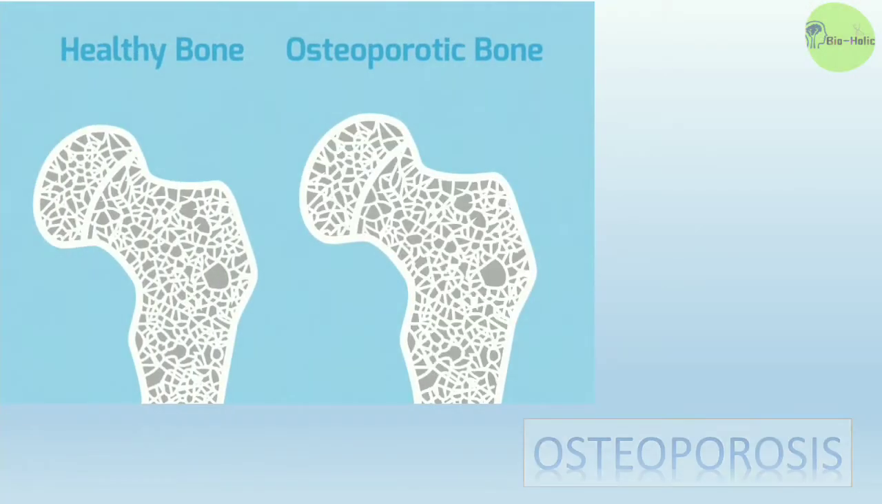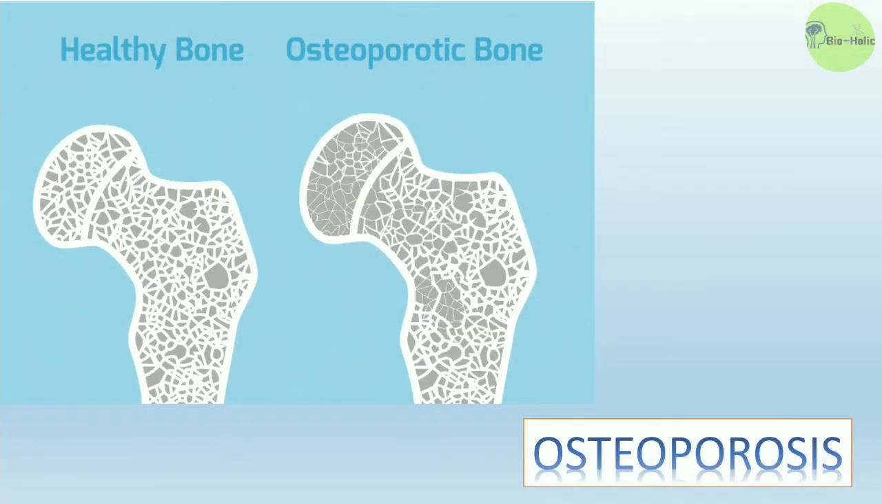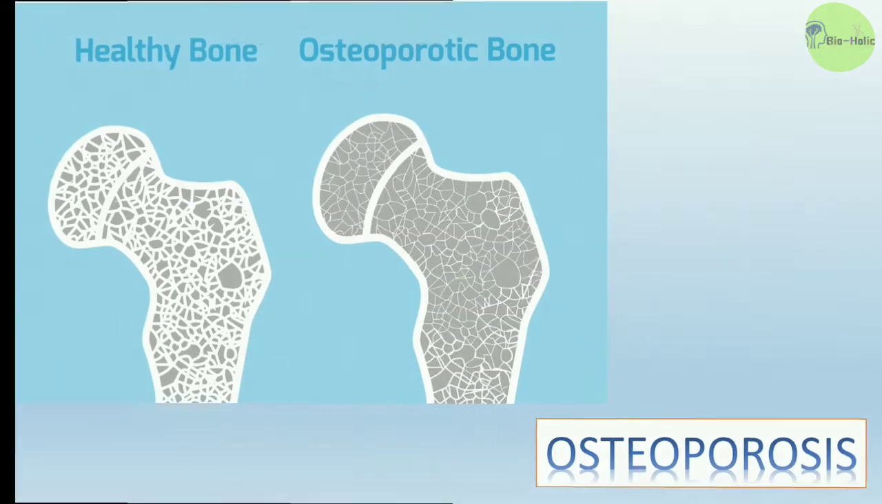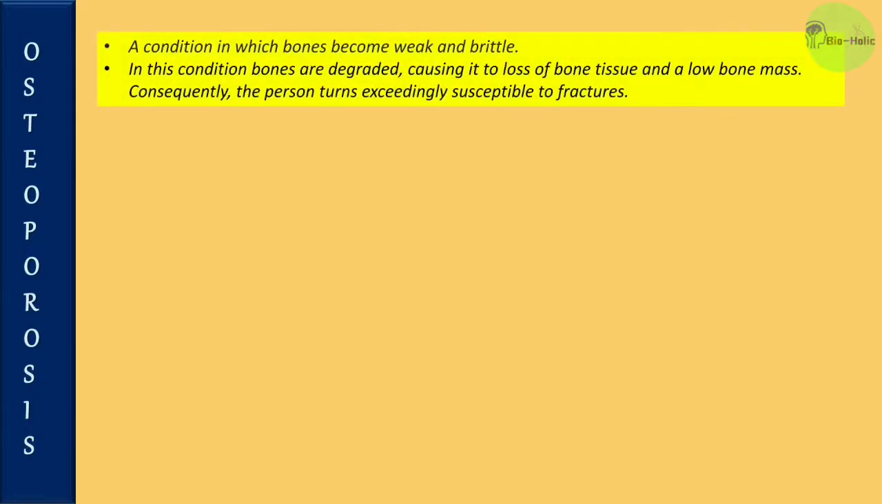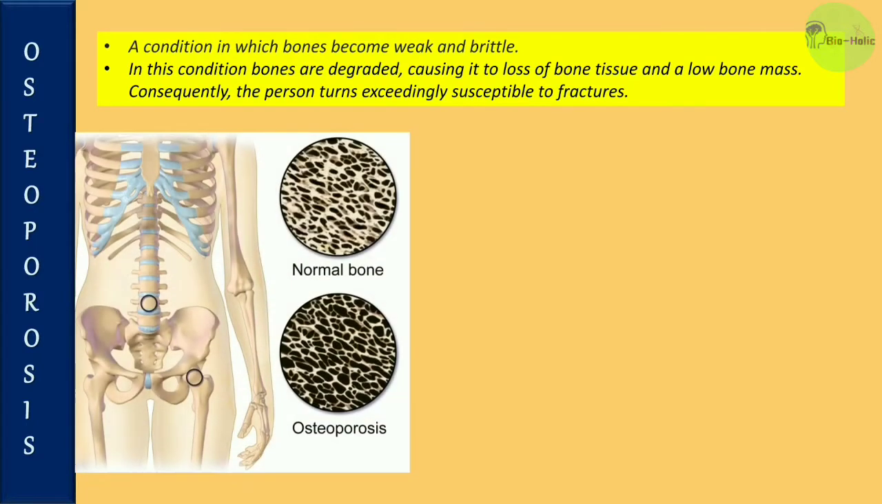First of all, osteoporosis. I think you all have heard about the term osteoporosis. What is osteoporosis? Osteoporosis is a condition in which bones become weak and brittle. In this condition, bones are degraded, causing loss of bone tissue and a low bone mass. Consequently, the person becomes exceedingly susceptible to fractures. So in this case, bones become weak.